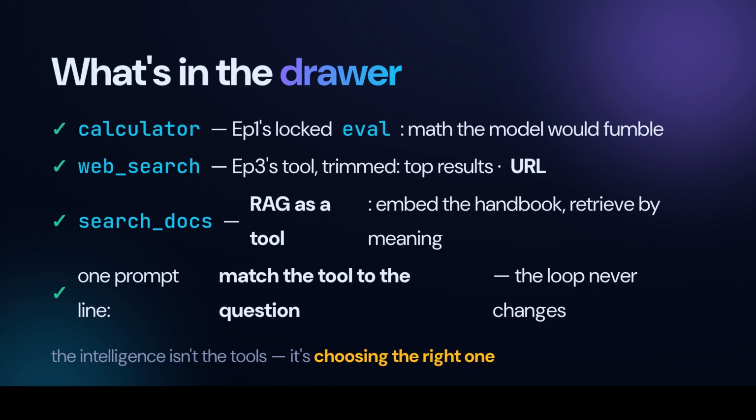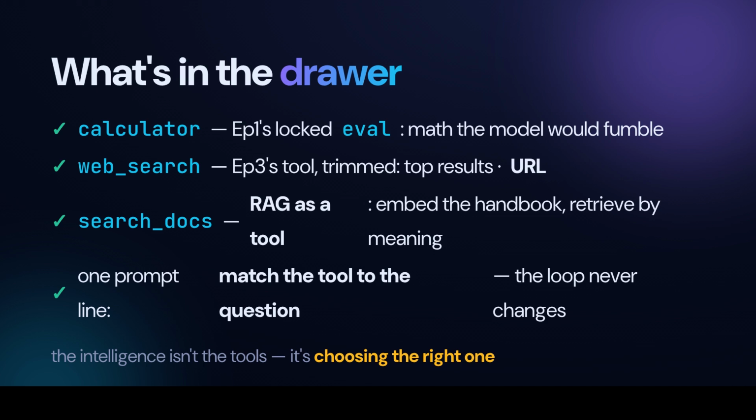The new one is search docs, and it's the most interesting. It's retrieval, reused as a tool. We take a tiny handbook, embed every passage into a vector once at startup, and when the agent calls the tool, we embed its query and return the closest passages by meaning. That's RAG from season 1. Except now the agent decides when to reach for it.